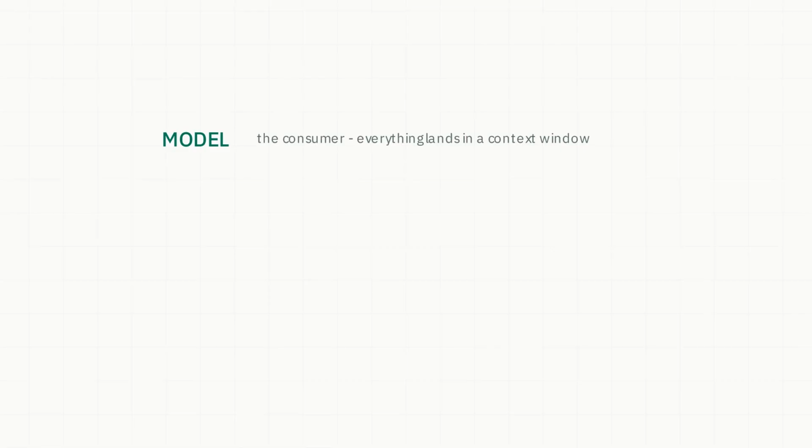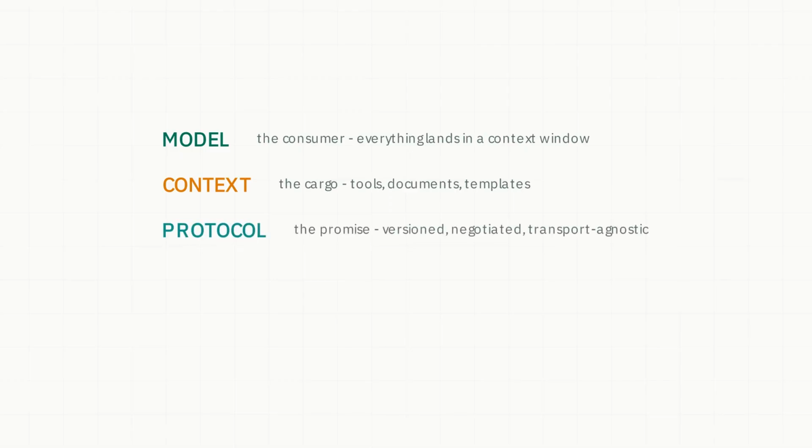Model, context, protocol. The model is the consumer. Everything this protocol moves ultimately lands in a model's context window as text and structure the model can use. The context is the cargo: tools it may call, documents it may read, templates it may start from. And protocol is the promise, a versioned, negotiated, transport-agnostic contract, so the model's side and the system's side can evolve independently without breaking each other. Plenty of standards have aspirational names. This one is just a description.